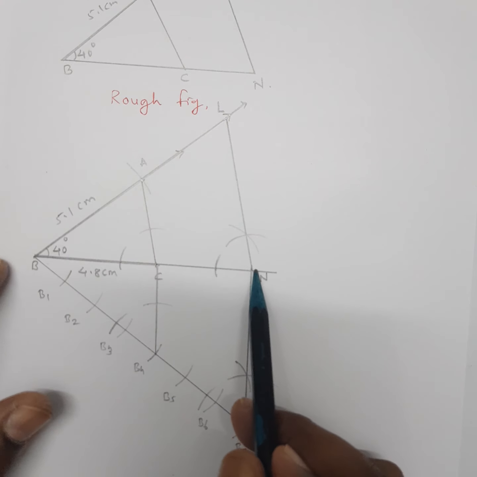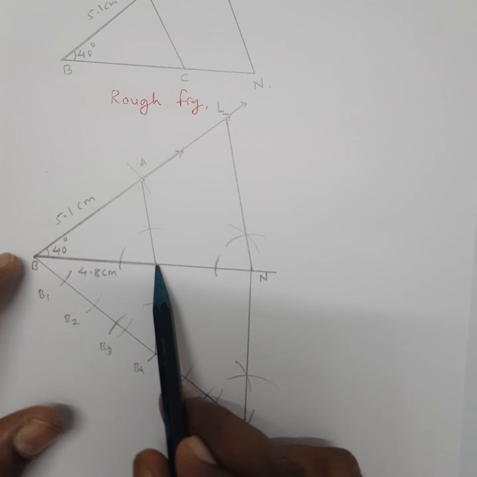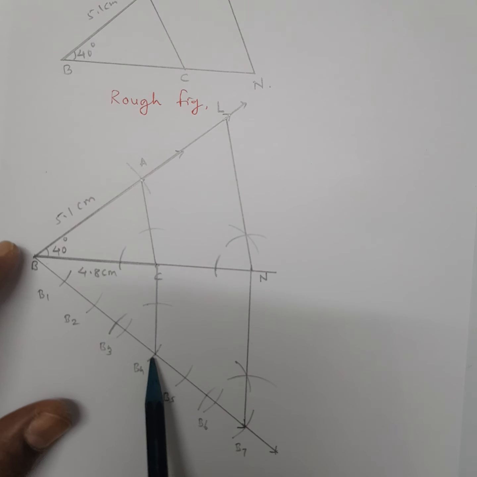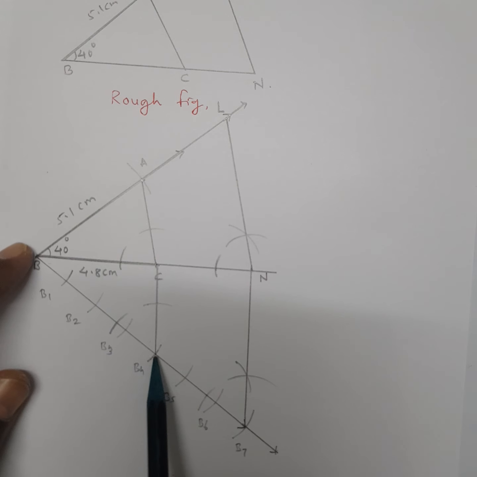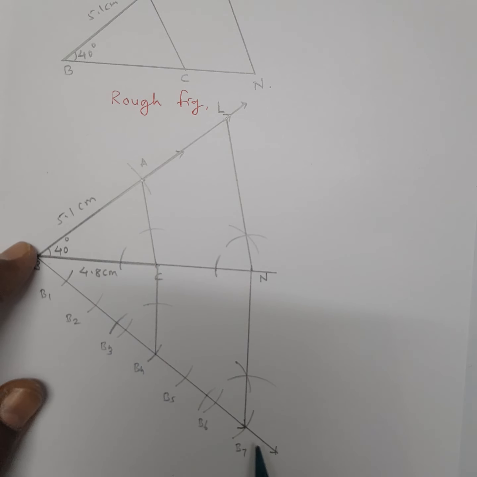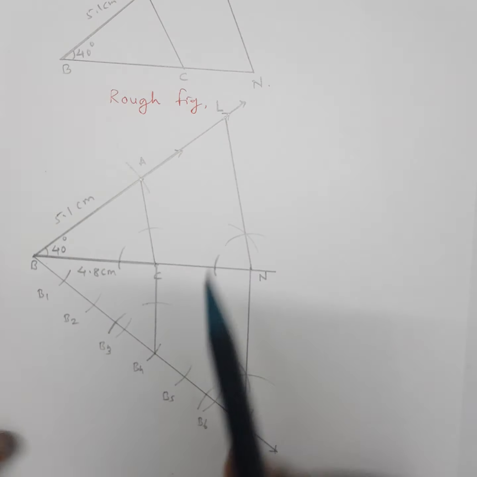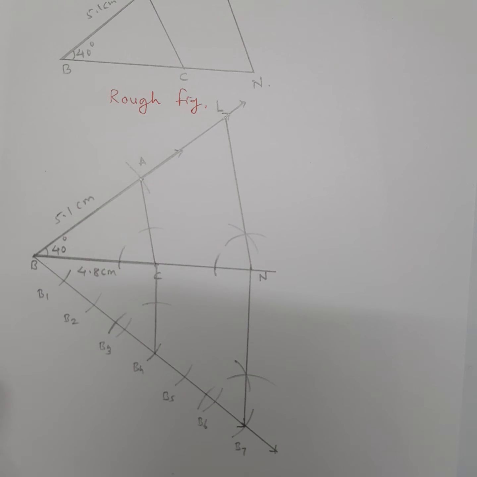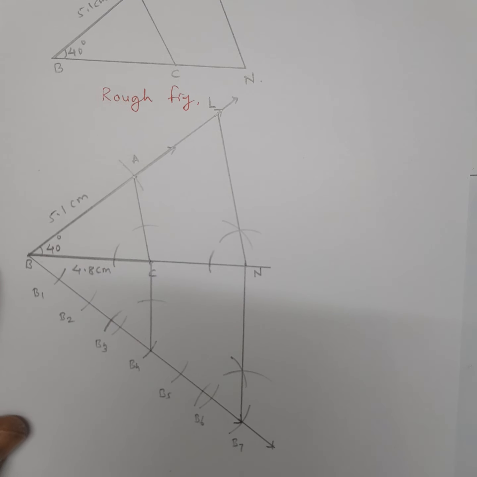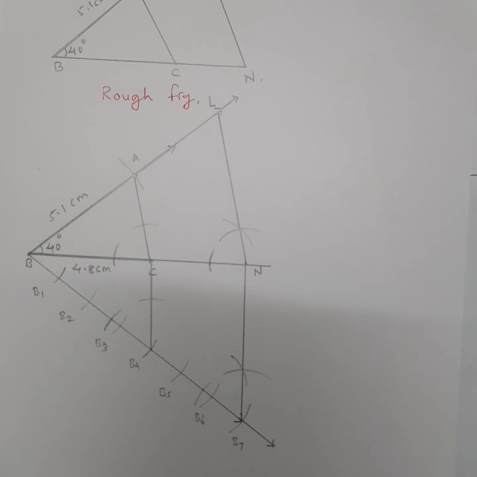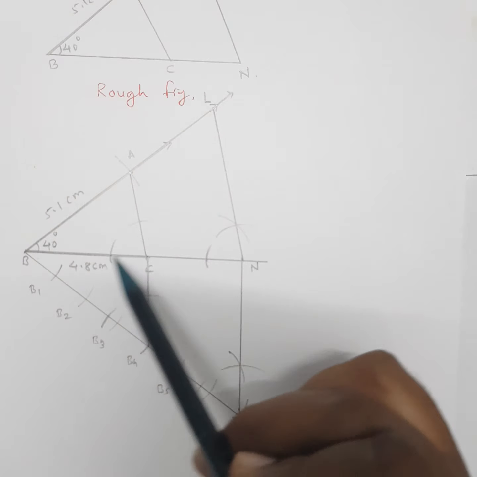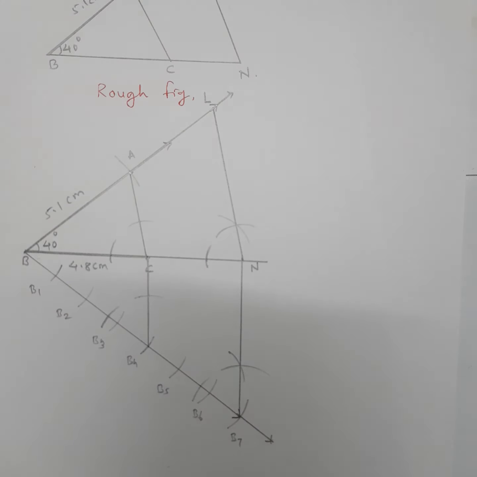In this way, the ratio of the corresponding sides will be 4:7. If the side BN is 7, then side BC will be 4, because here BB4 is 4 and BB7 is 7. So same proportion will be in triangle ABC and triangle LBN. In this way we can construct triangle ABC similar triangle LBN.